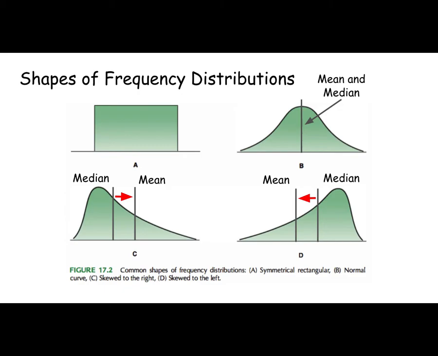However, what skew is really telling you is what's happening to the mean relative to the median. So the reason we say this frequency distribution is skewed to the right is that the mean is getting pulled to the right by these outlying values here on the far right. And the reason figure D is skewed to the left is that the mean is getting pulled to the left by these outlying values.